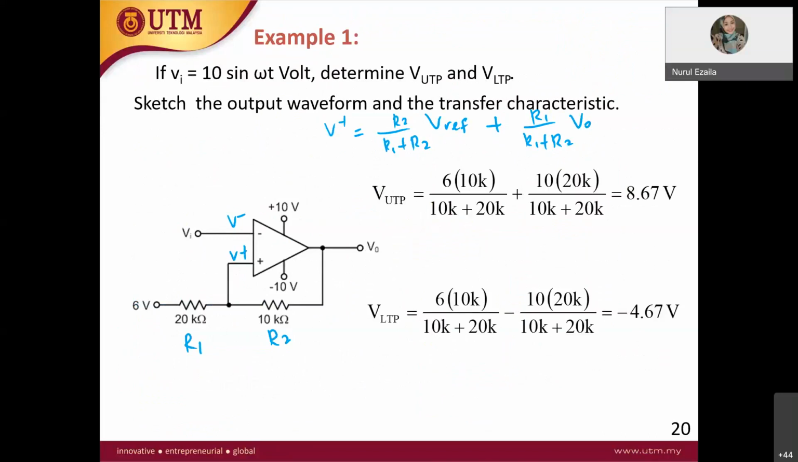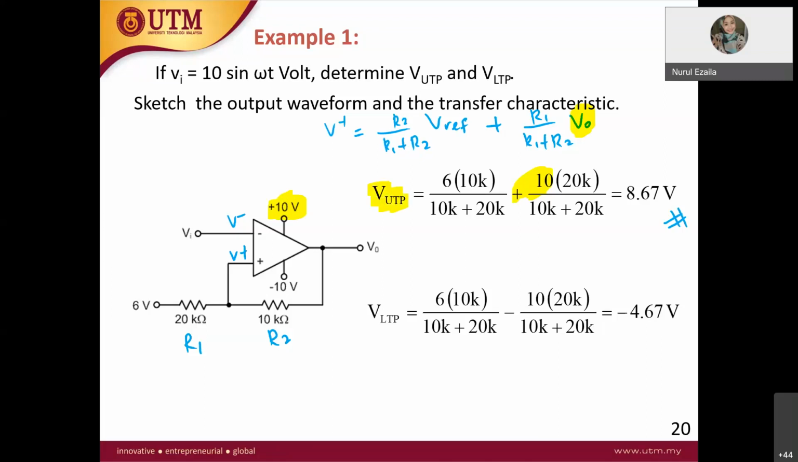So VUTP is when you replace this V out with positive V saturation, which is plus 10 volt. So you will get this. If you calculate, you get this value. Now for the VLTP, this is VUTP.